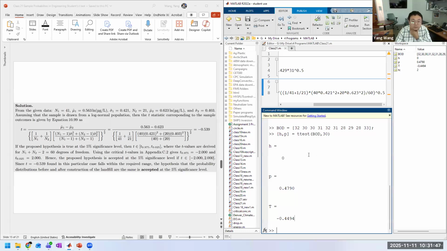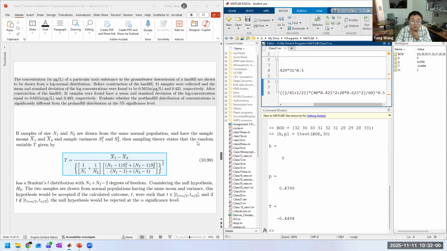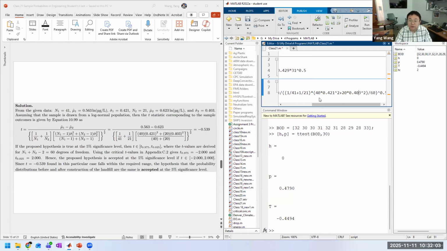So let me see. Well, it should be 403. So the results are similar, and the null hypothesis is accepted. At the 5% significance level, 95% confidence level, these two are not statistically different.